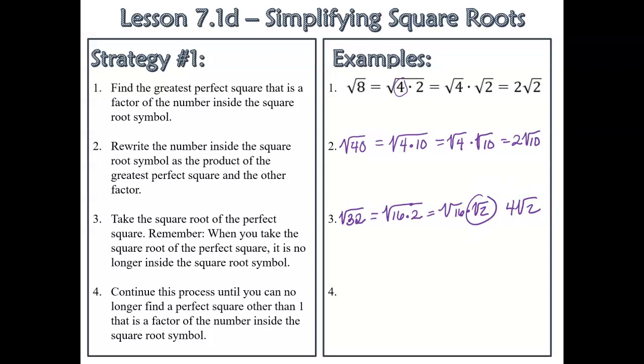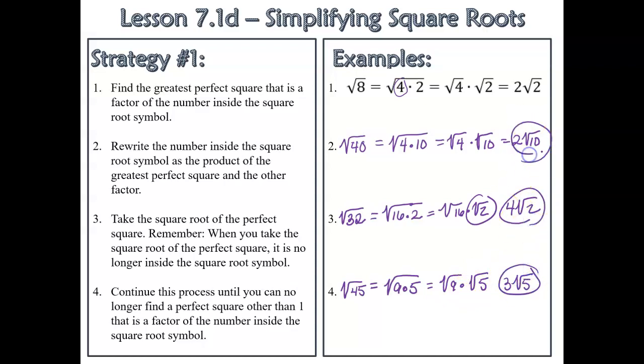You try 45. Think of the greatest perfect square factor, the greatest factor of 45 that is a perfect square. Give yourself a minute. I use 9 and 5. So that's the square root of 9 times the square root of 5. This is a perfect square because 3 times 3 is 9. So I'm going to pull one of the 3's outside and leave that square root of 5 on the inside.